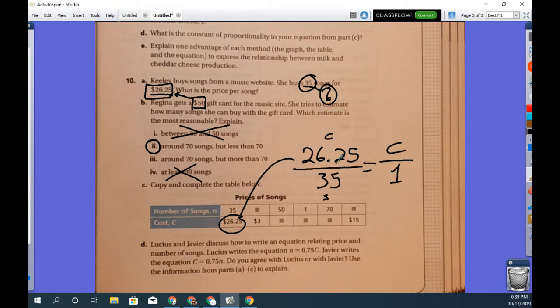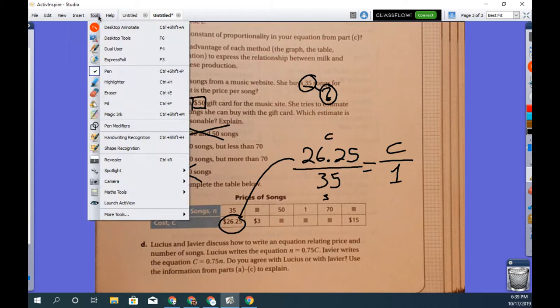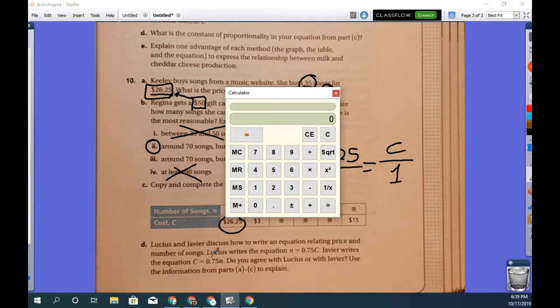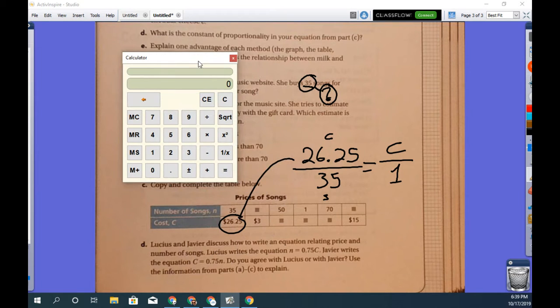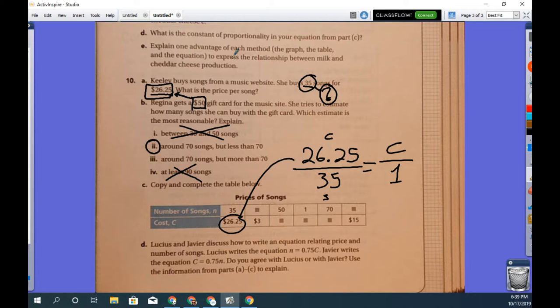So I'm going to take this and put it into a calculator. Math tools, calculator. And I was pretty close with my estimate. We're at 75 cents a song. So now that I know that each song costs 75 cents, it is much easier to calculate all of these other prices.